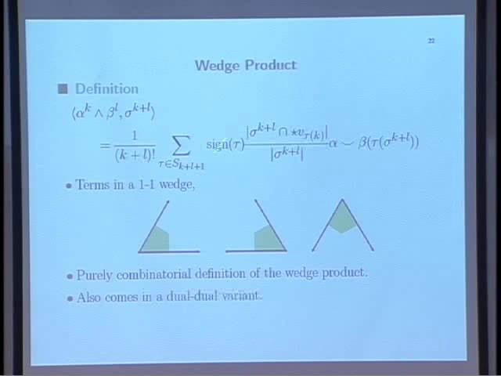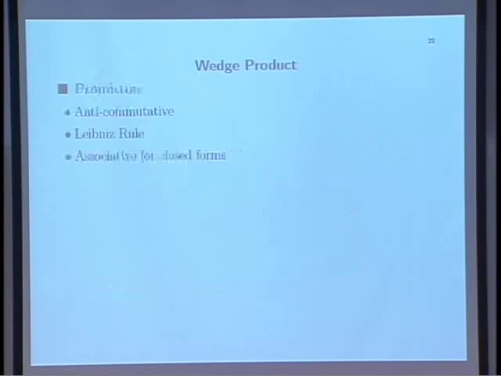And so it's a purely combinatorial definition of the wedge product, and it also comes in dual variants as well. This is just the expression for the wedge product of two primal differential forms. It has the property that it's anti-commutative. It satisfies the Leibniz rule, and it's not associative in general, but it is associative for closed forms.